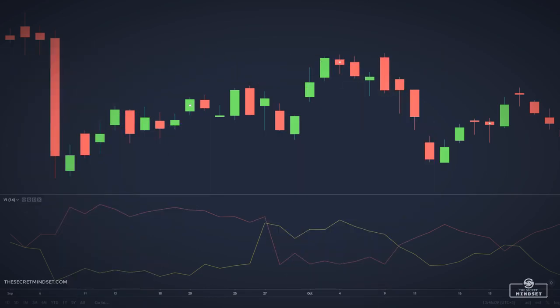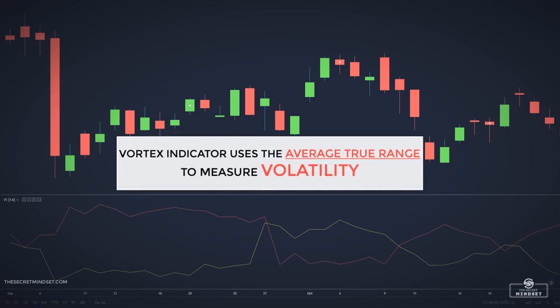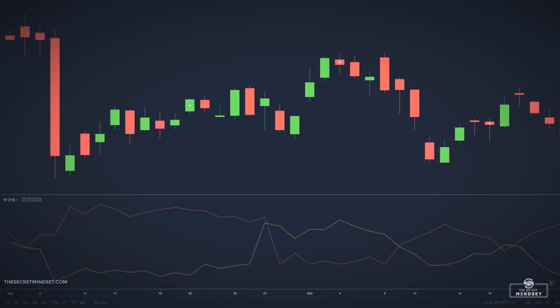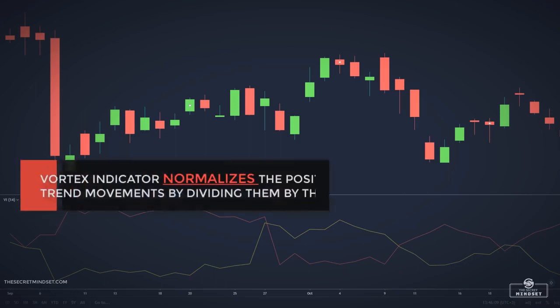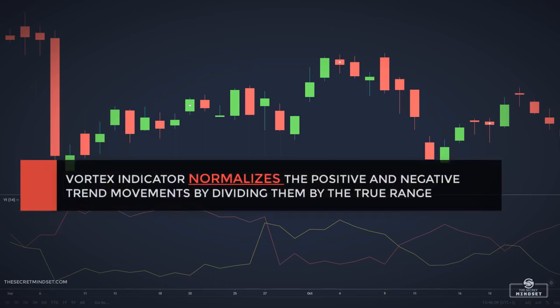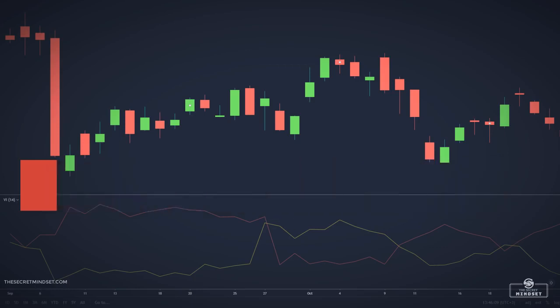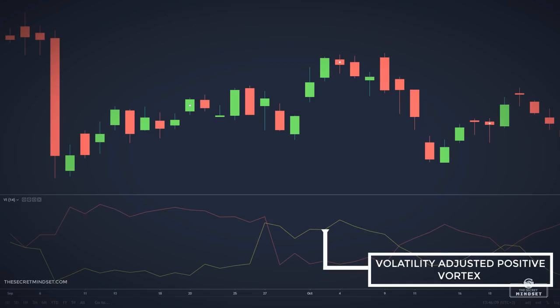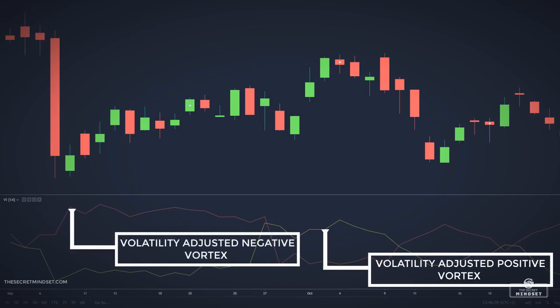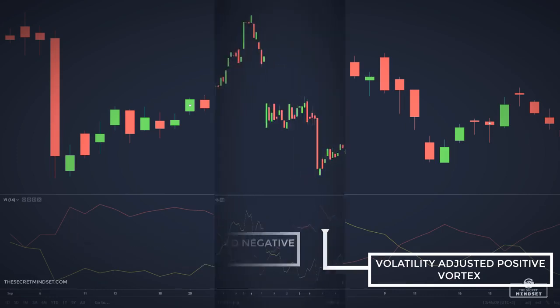This indicator uses the average true range in its calculation, meaning the current high, current low, and prior close, to measure volatility. So basically, to keep it very simple, the Vortex indicator normalizes the positive and negative trend movements by dividing them by the true range. So we could say that it shows volatility adjusted positive trend movement and volatility adjusted negative trend movement.